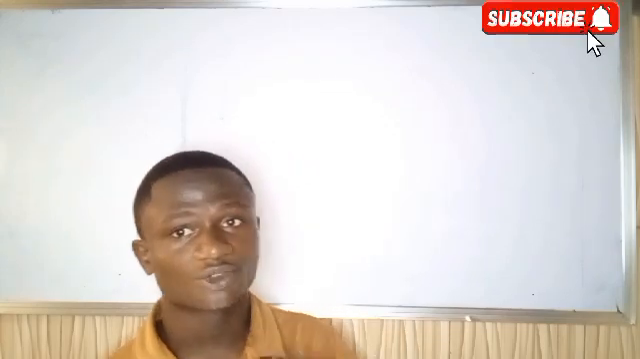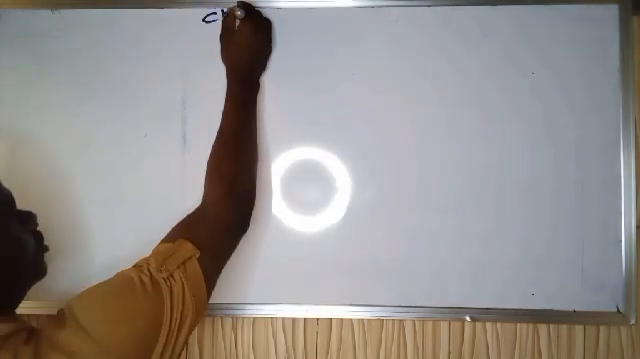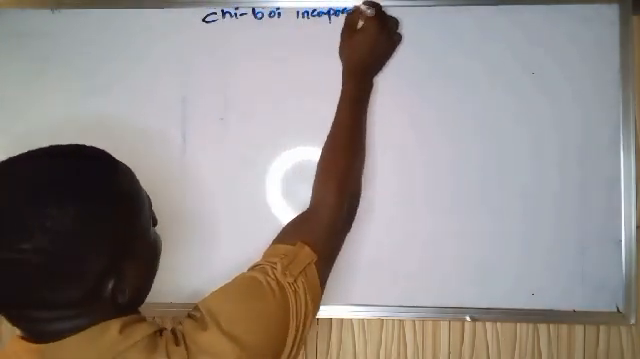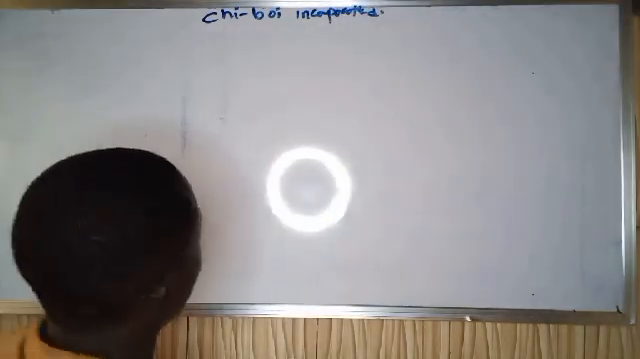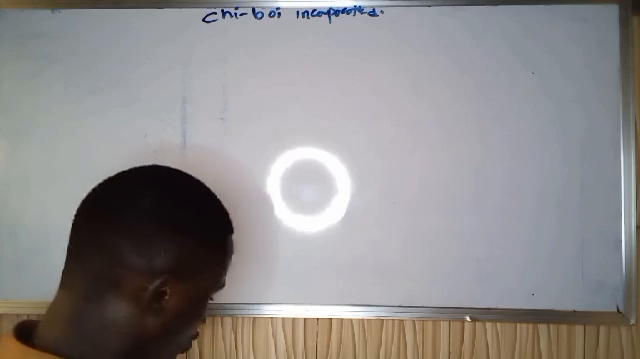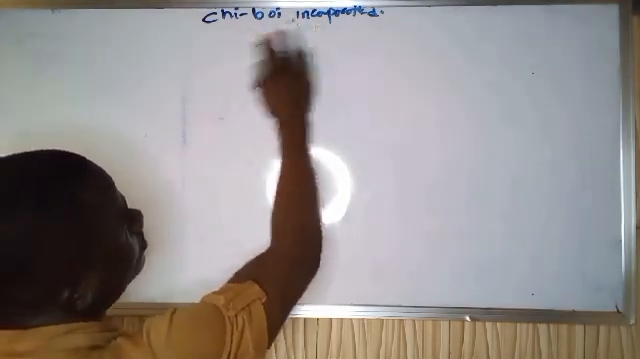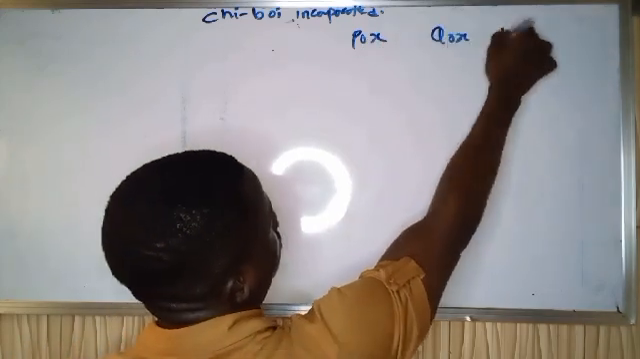So we follow the normal process, we get our contribution per unit, which is very simple. So Chiboy Incorporated, we are going to be having the three products we are producing, which are POX, Quarks, and Rocks.